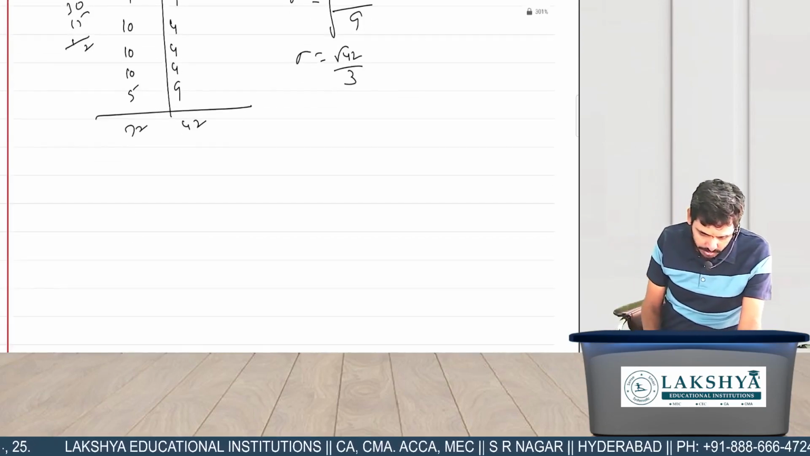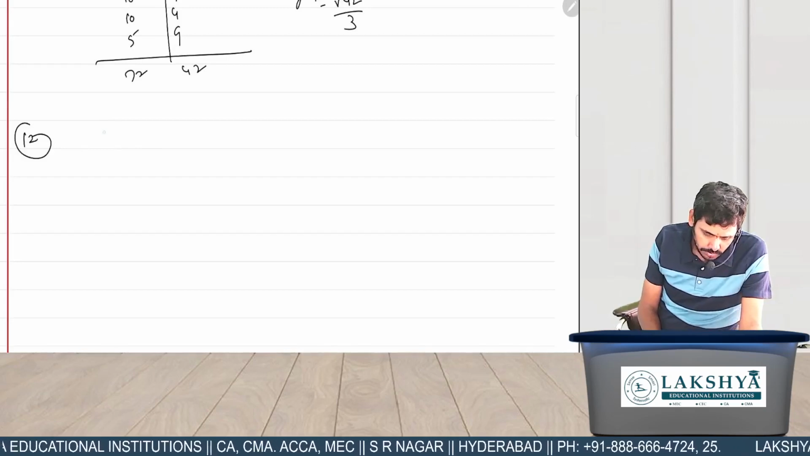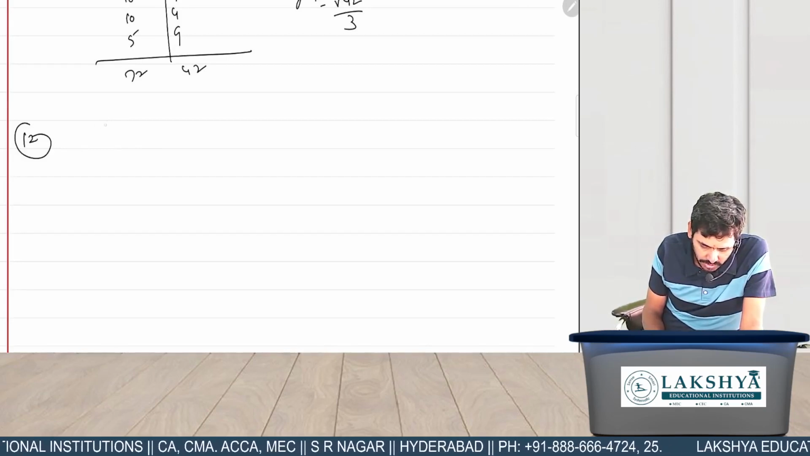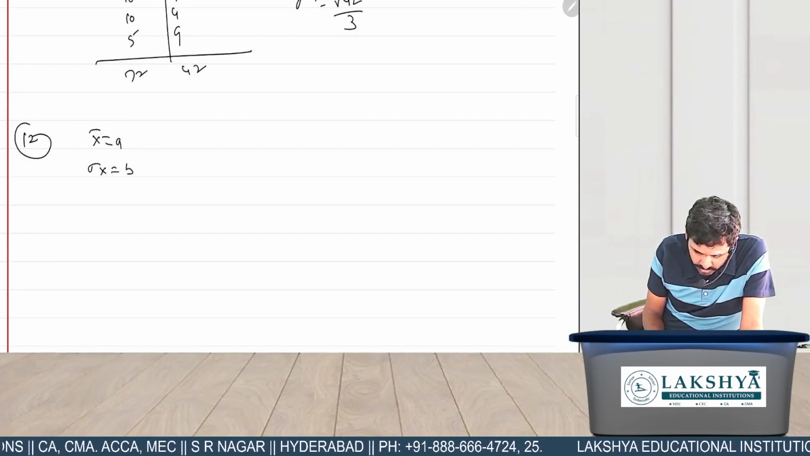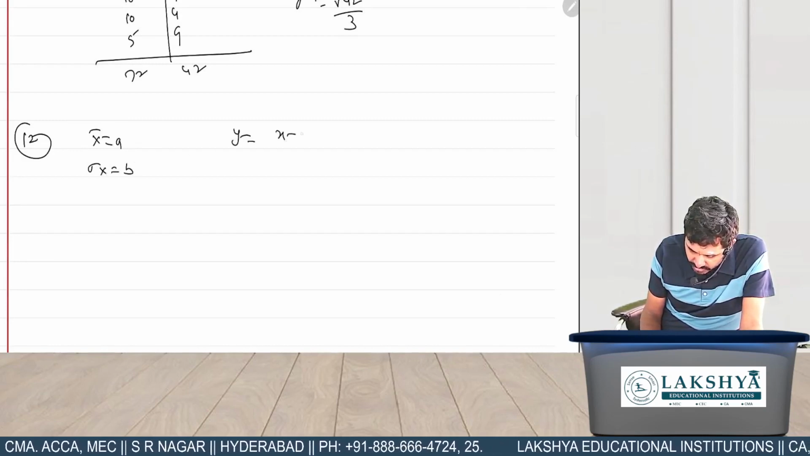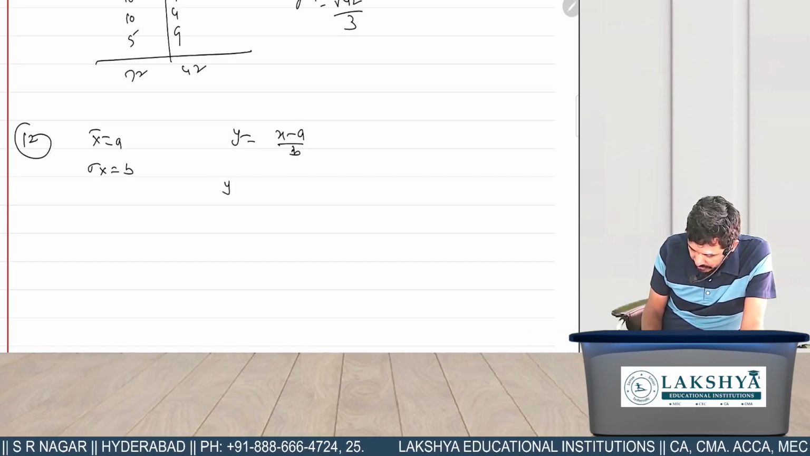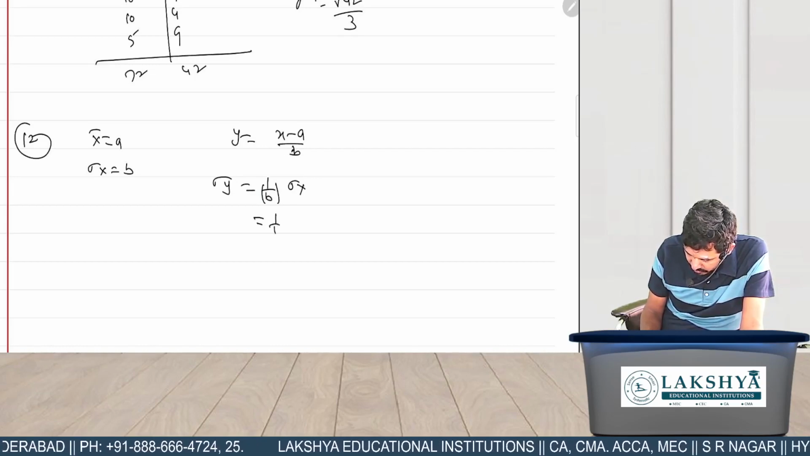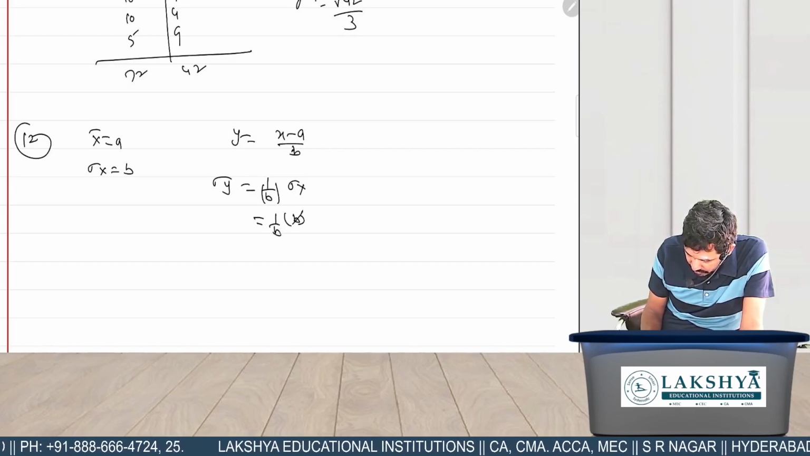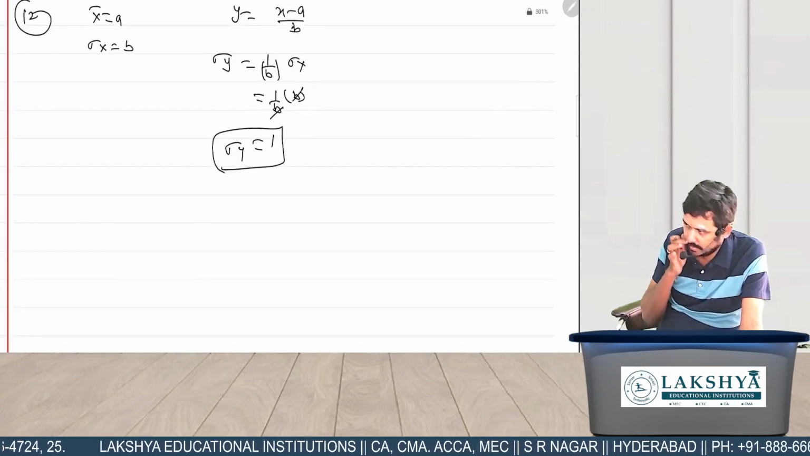See the problem number 12. The mean and standard deviation of x are a and b. The mean of x is a, standard deviation of x is b. Let us assume that the function is y. We want to find the standard deviation of y. This is equal to 1 by mod b into standard deviation of x. 1 by b into what is standard deviation of x? b. b cancels. That is equal to 1. Standard deviation of y is equal to 1.